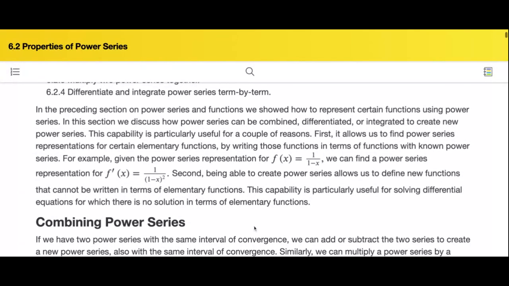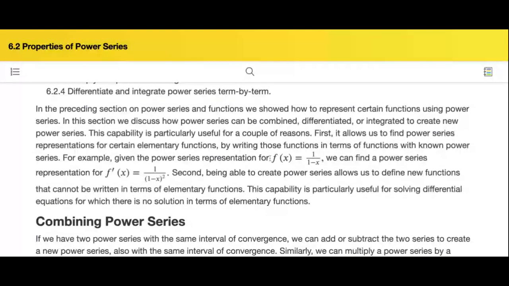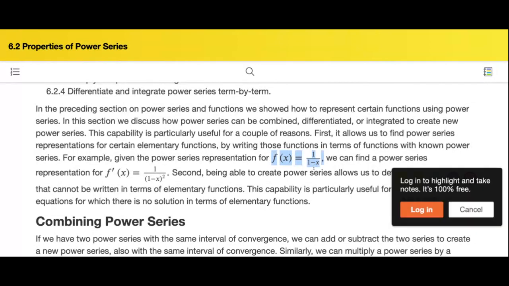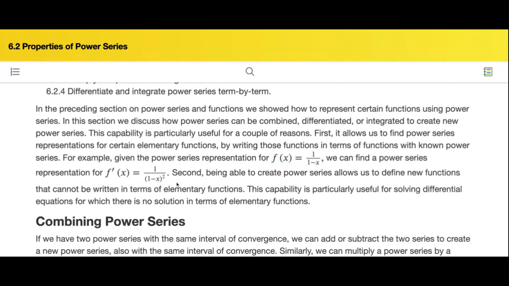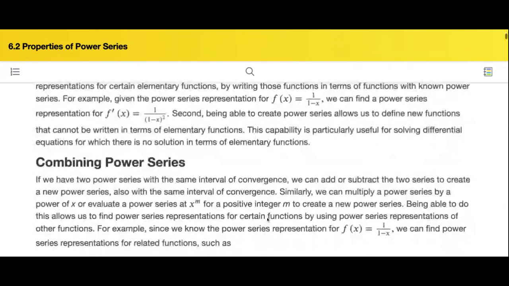All right, the first one is very powerful already, right? We can write a representation for 1 over 1 minus x for absolute value of x less than 1. Then we can differentiate its power series term by term, and that is the derivative of this function, which is 1 over 1 minus x squared. So that means the derivative of the power series term by term is a representation of this function. So that's pretty powerful.